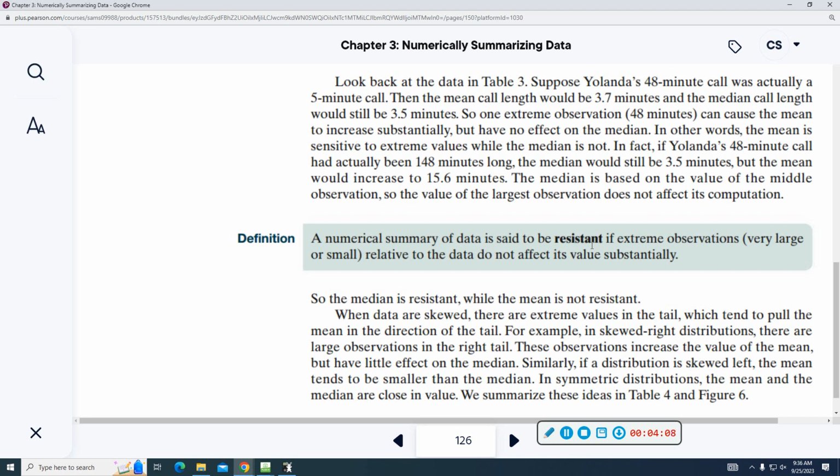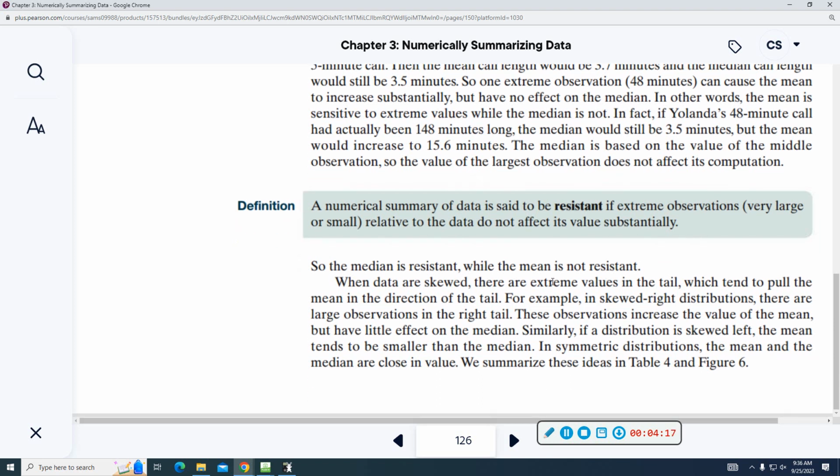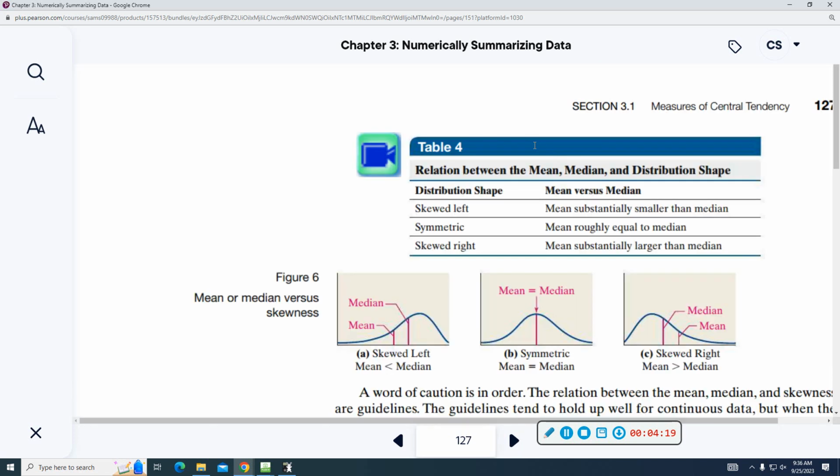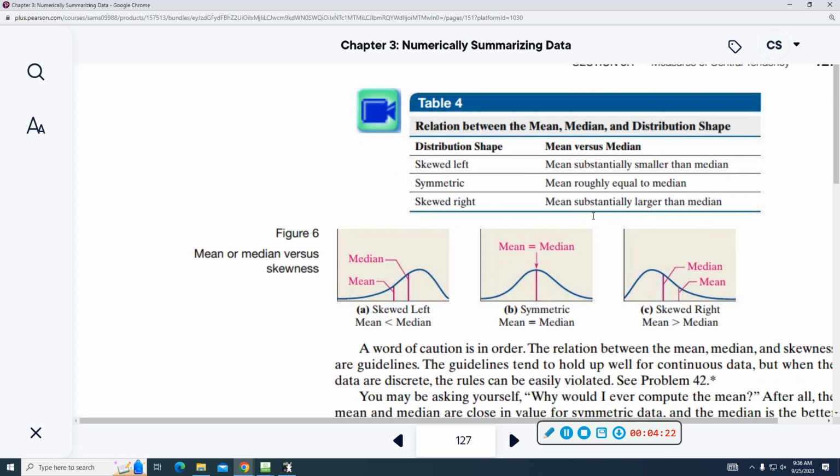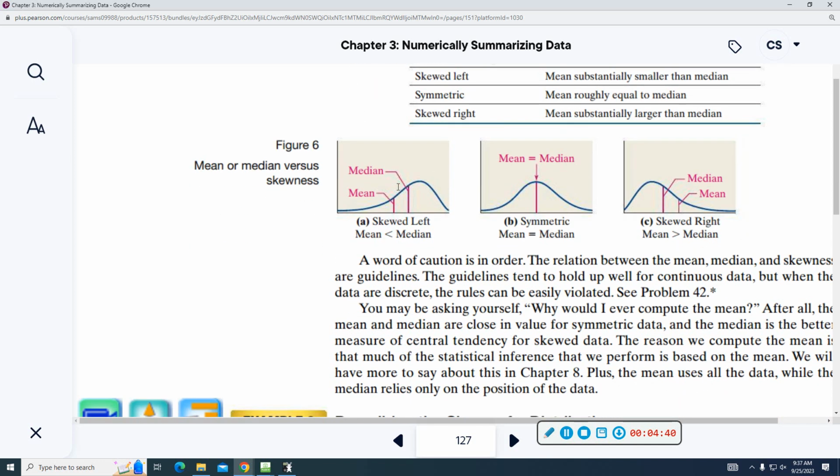So this term resistant: numerical data is said to be resistant if extreme observations, very large or small relative to the data, do not affect the value substantially. So be familiar with that definition. Mean versus median. If the mean is smaller than the median, that means the data is skewed to the left. If the mean is larger than the median, it's skewed to the right. If they're roughly equal, then it's symmetric. So this is kind of showing you what happens.